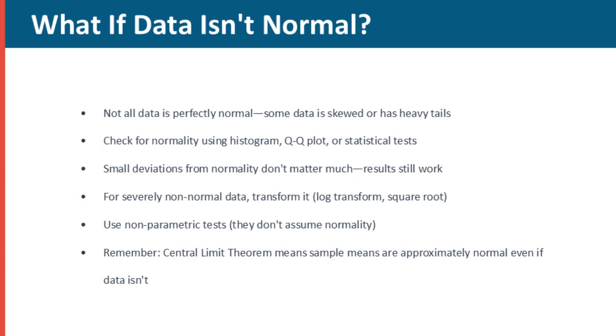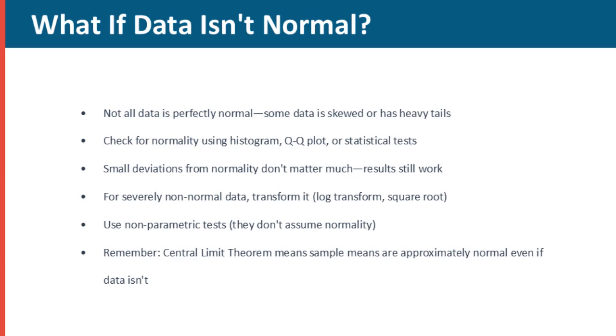So now, what if the data is actually not normal? A practical question that I get constantly is, what if my data isn't perfectly normal, right? So here is the good news. Small deviations from normality don't actually ruin your analysis. Normal distribution methods are quite robust. If your histogram looks vaguely bell-shaped, you can probably proceed without any hesitation. But here are your options.